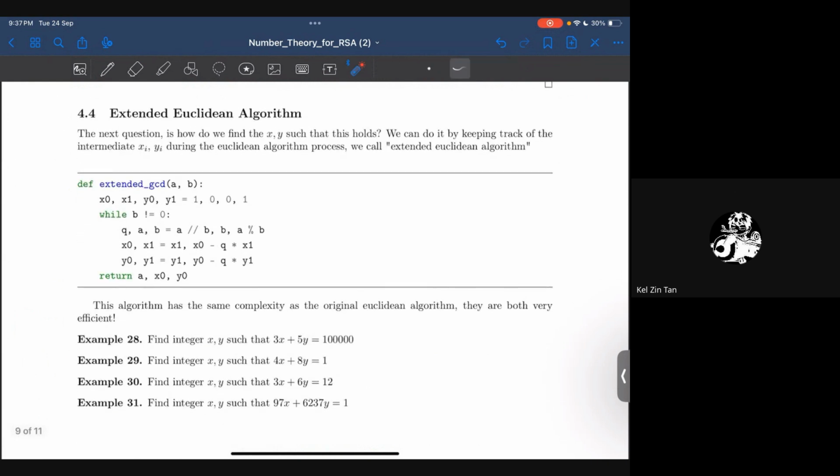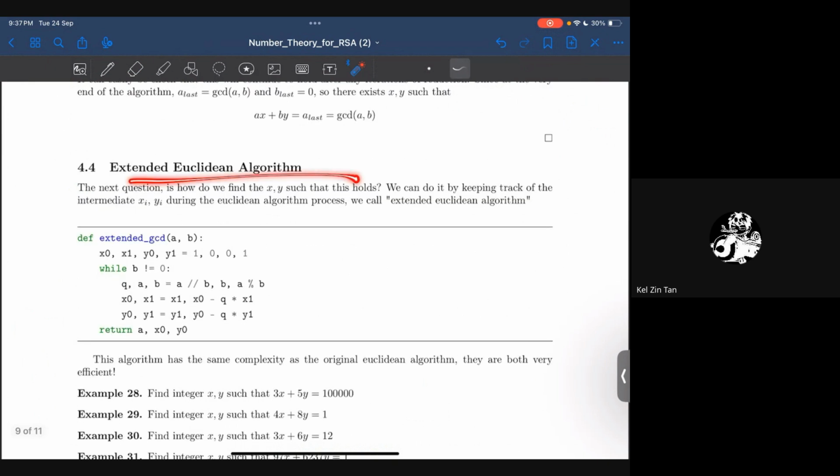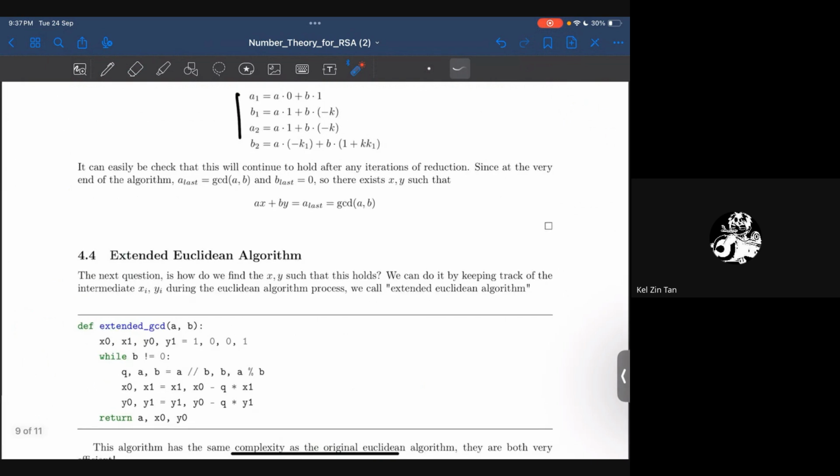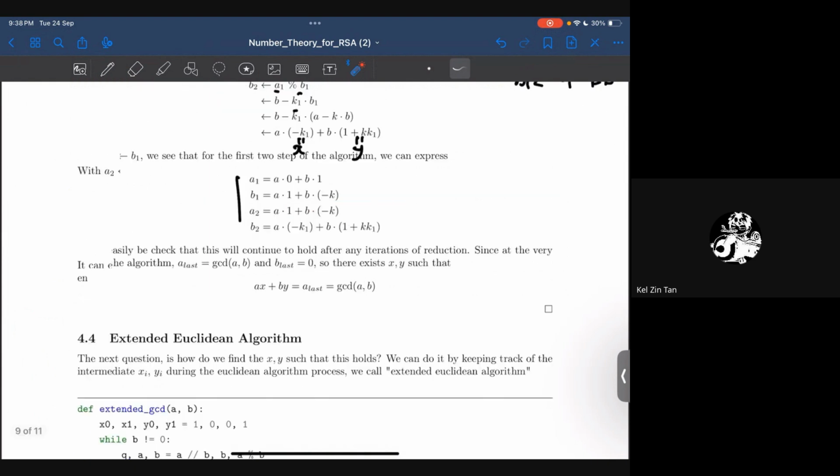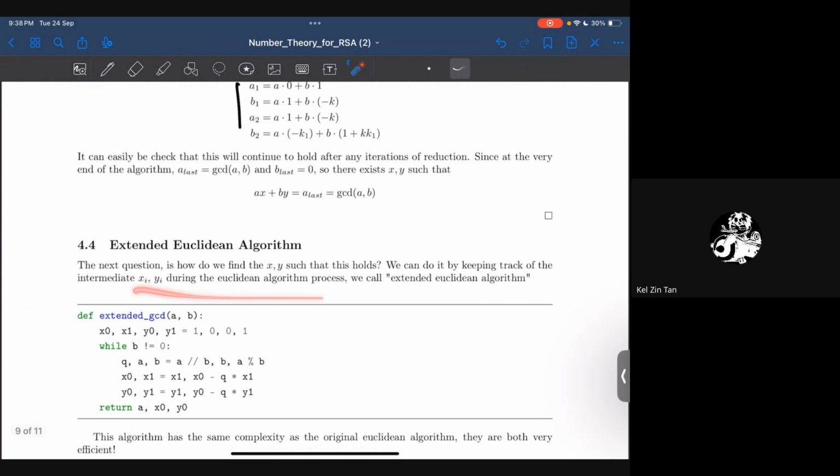So now we can introduce the extended Euclidean algorithm, which is basically the question of how do we actually find this X and Y. So we know that there must exist an X and Y such that AX plus BY is equal to the GCD of A and B. But how do we find this X and this Y? The way that we do it is we just modify the Euclidean algorithm a little bit. So we keep track of the intermediate X and Y, Xi and Yi. If we do this, then it is called the extended Euclidean algorithm.